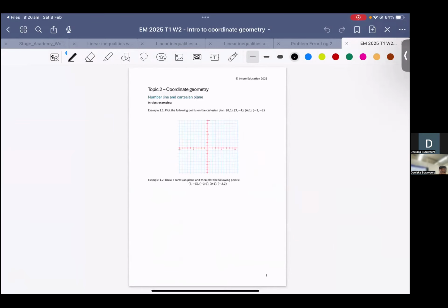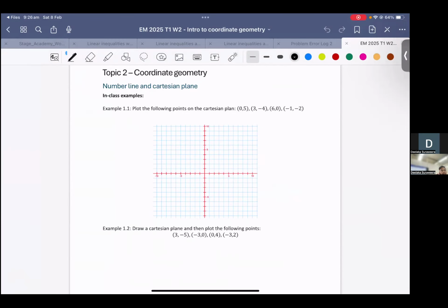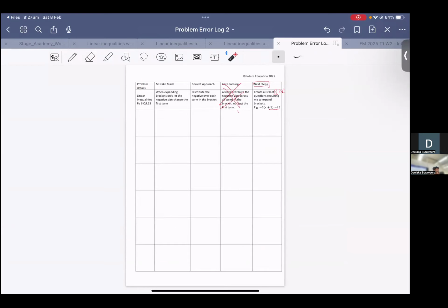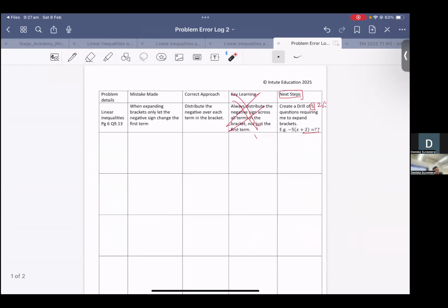Yeah, I start with the easy concepts first, right? That's following the principle because learning is about slowly building it up, right? And that's where this error log's really good because you can build it up using the error log. Does that make sense?